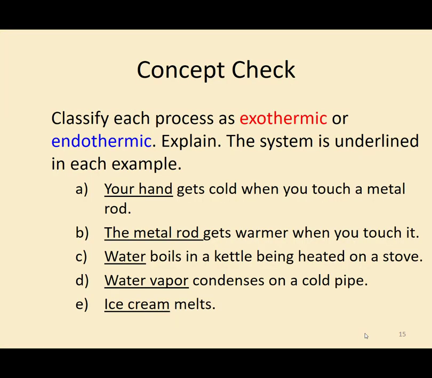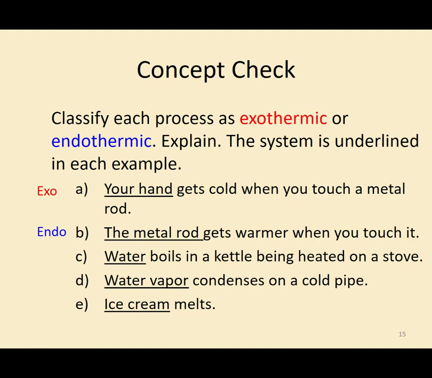Remember, exothermic and endothermic depend on the system, or what we're looking at. In each of these examples, I underlined the point of view you should take. In A, your hand gets cold when you touch a metal rod. Because my hand is losing heat, this would be an exothermic reaction. The metal rod gets warmer when you touch it. So if the metal rod is the system and the heat is coming into the metal rod, then this would be endothermic. The heat is going into it.